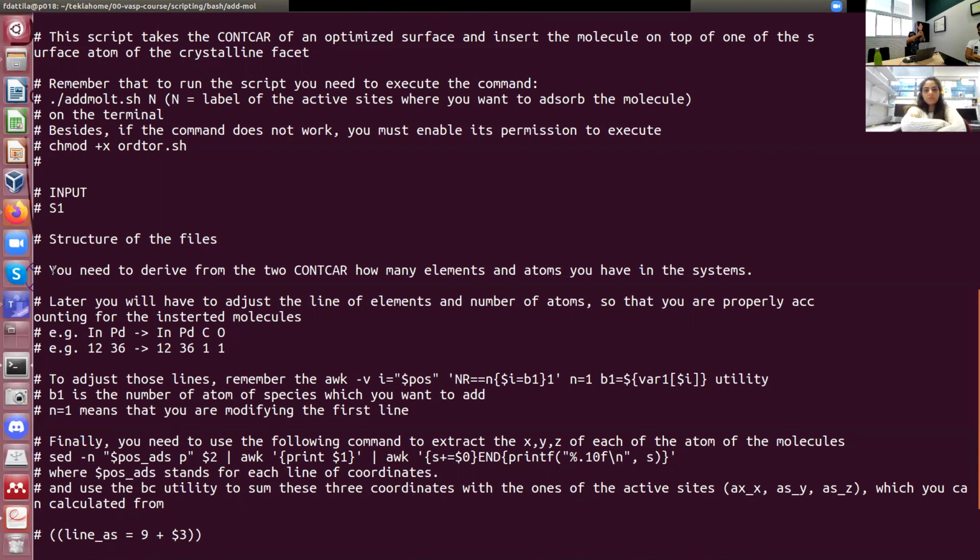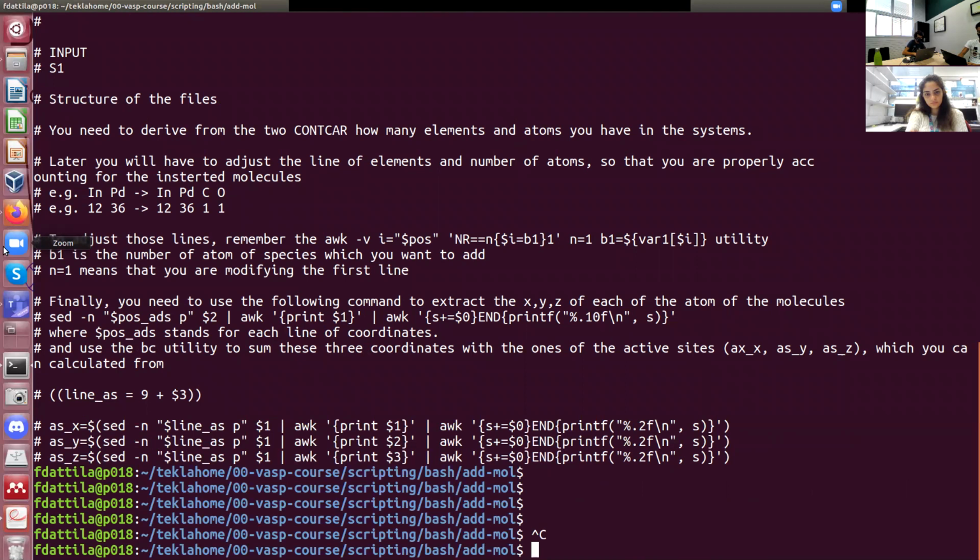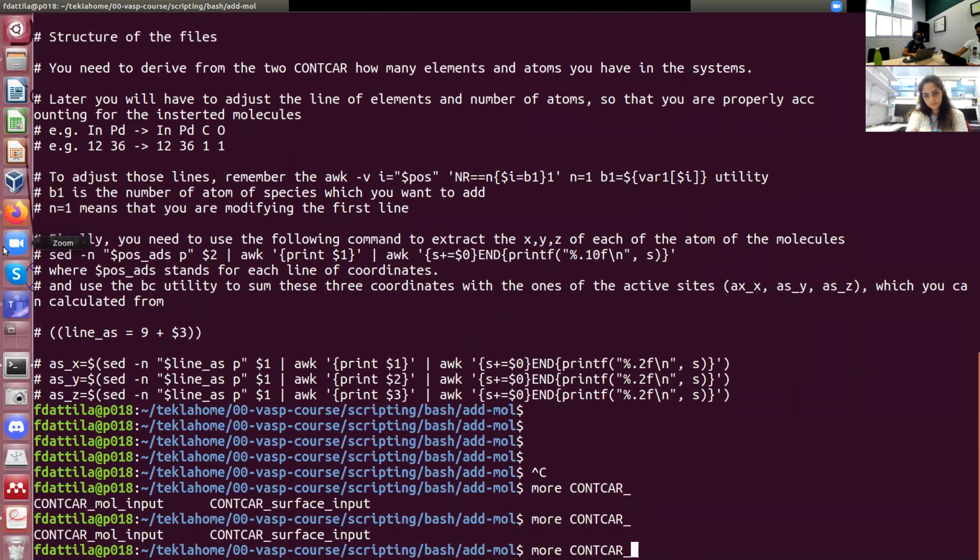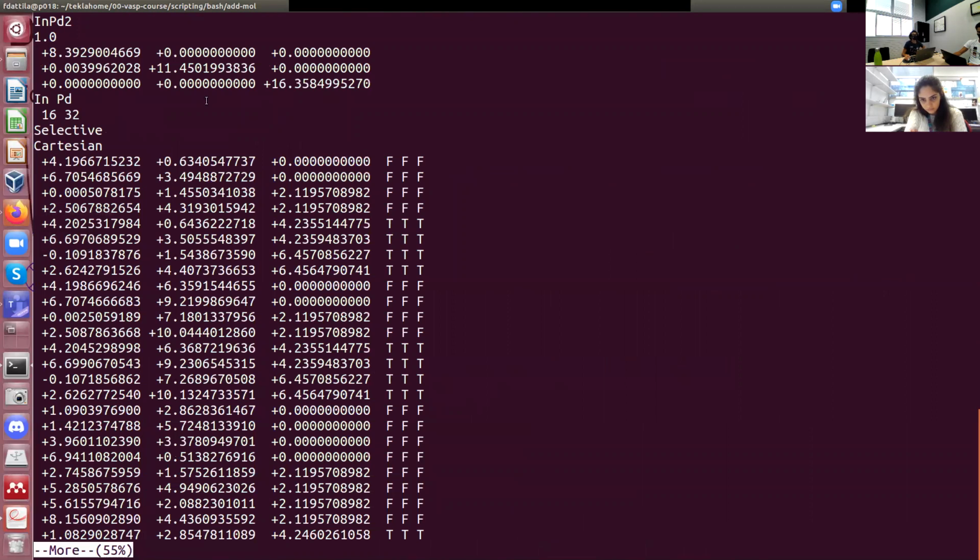And then, if you have done it, you will also need to adjust the number of elements and atoms on top of your concar. So maybe it's better if I just open the concar because then it will be easier. Okay, so let's take the concar of your surface. If you want to have this CO on top, you will have to adjust this line. So you will have to have it also C and O, carbon and oxygen. You will have to put here 1 and 1 in the case of carbon and oxygen. In the case of another molecule, you will need to put something else. This information you need to read and take from the second concar, okay?